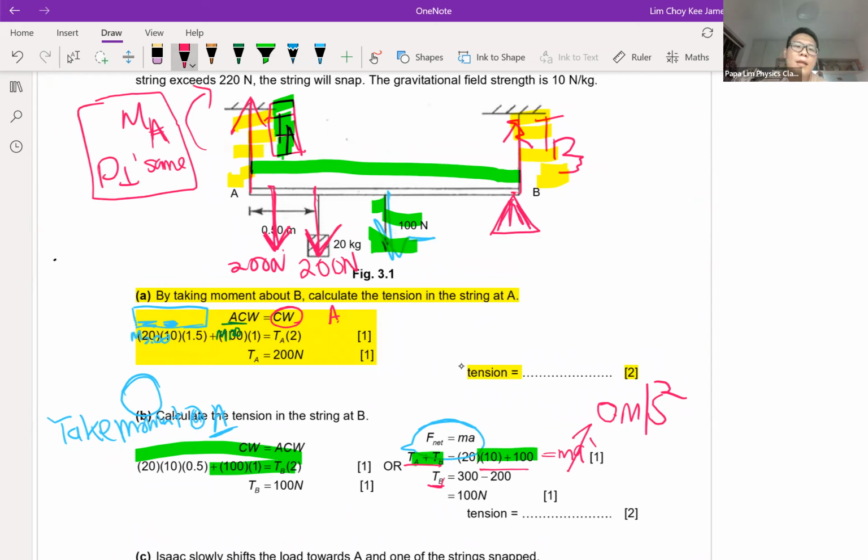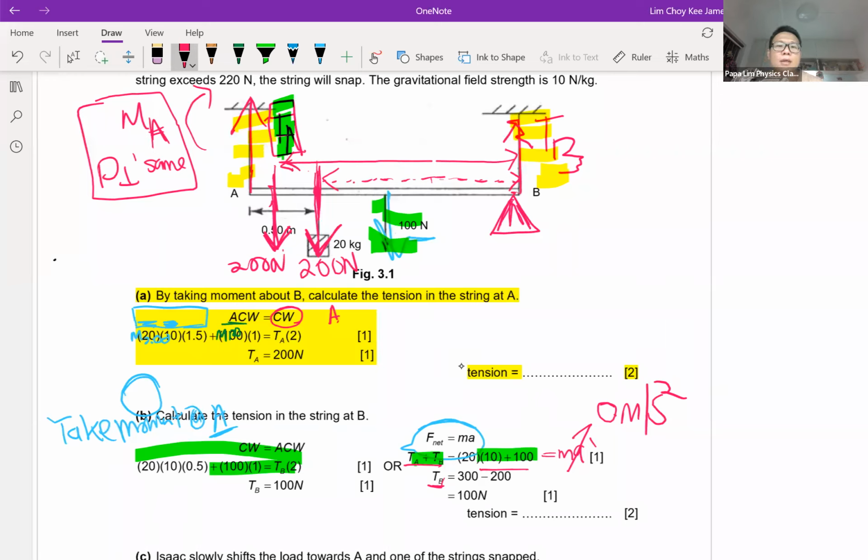Okay, but what happened now is this. My perpendicular distance remains the same, but it doesn't mean that my clockwise moment MA remains the same. But I do know one thing, which is that my clockwise moment must balance with the anti-clockwise moment. So what happened to the anti-clockwise moment first? When I shift the 200 Newton from position 1 to position 2, nearer towards A, you'll find that my perpendicular distance actually increases.